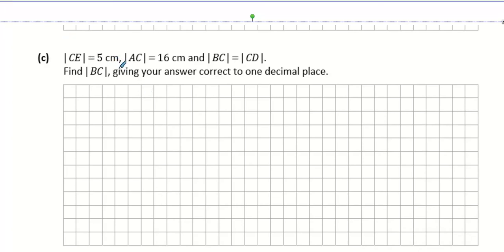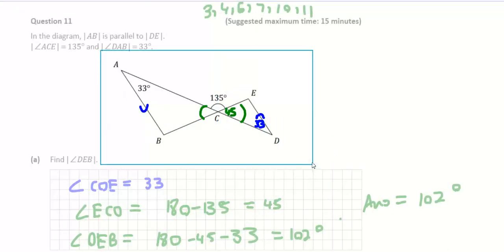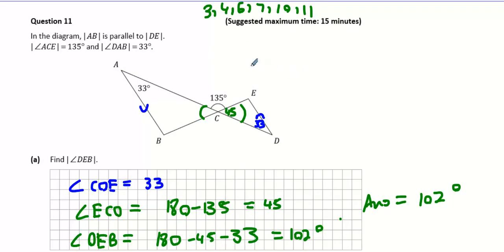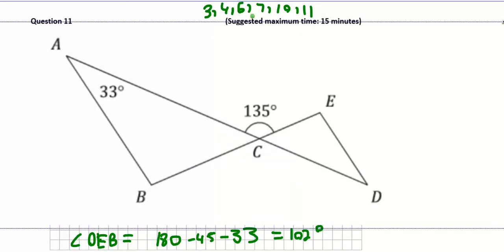CE equals 5, AC is 16, and BC equals CD. Okay, I'm going to need the diagram for this, so I'm going to have to copy and paste this diagram. Actually, give me a second. Just going to rub out my drawings so far. Okay, we'll go again. I'm going to do this on my new page.